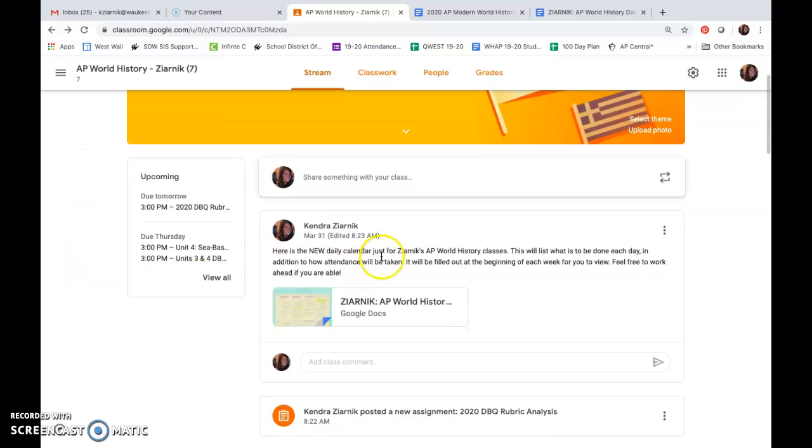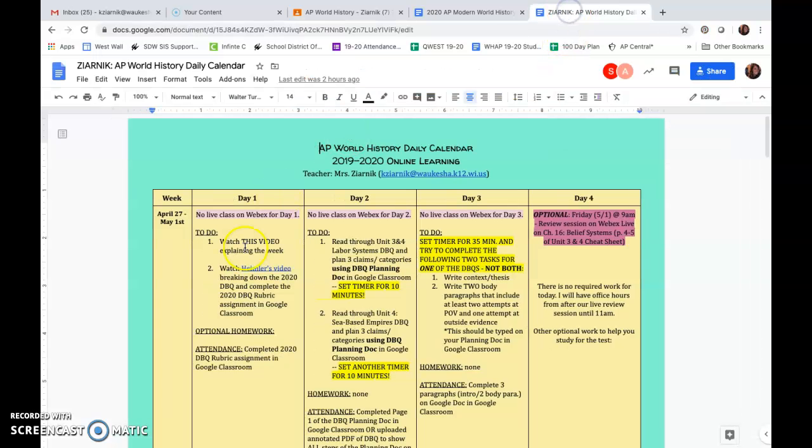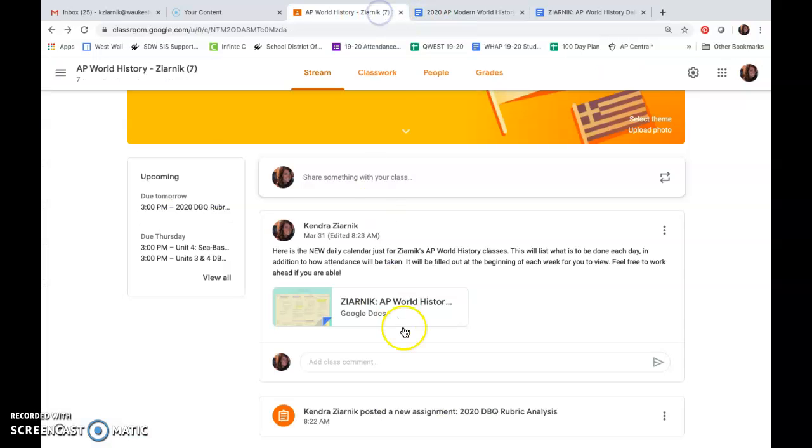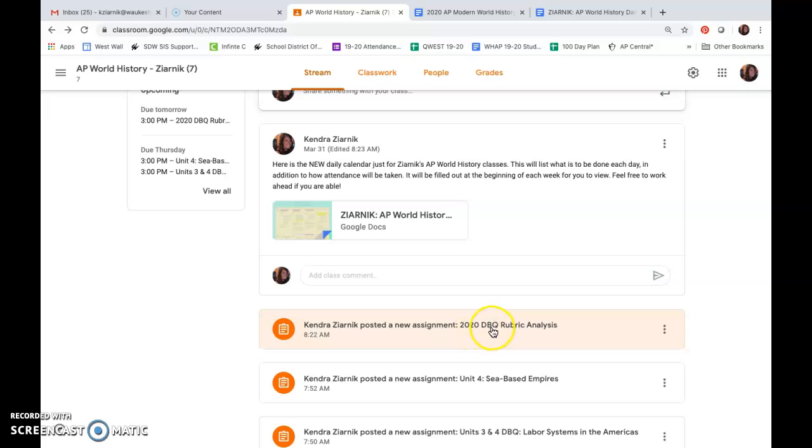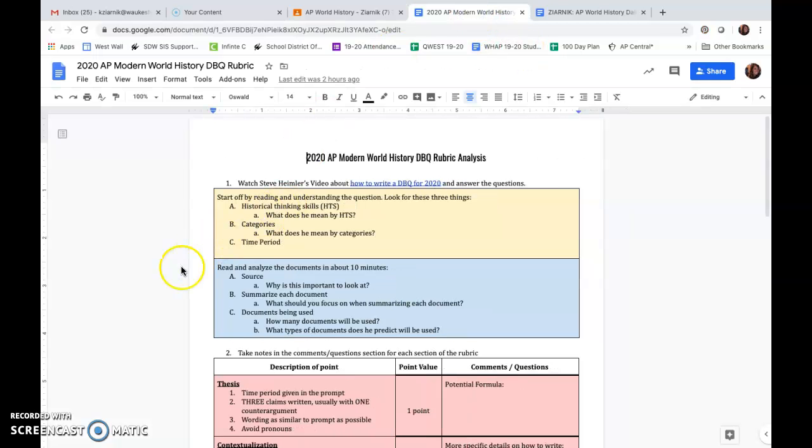Again, you can always find everything that I'm going to be talking about on our daily calendar as well. So if you click on our daily calendar, you'll notice that you are supposed to be watching Steve Heinler's video breaking down the 2020 DBQ, and then you are going to be completing a rubric assignment in Google Classroom. That assignment is located right here. It says 2020 DBQ rubric analysis. Each of you has your own copy that you are going to be writing on.